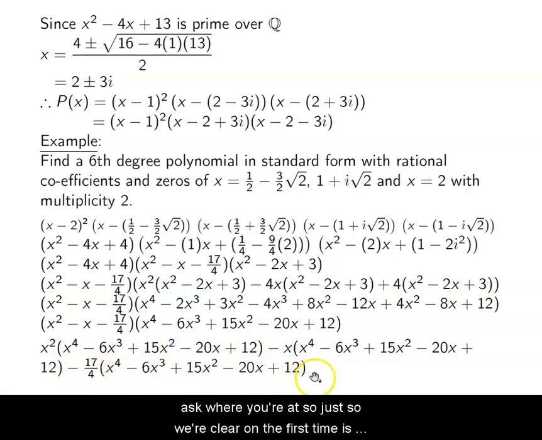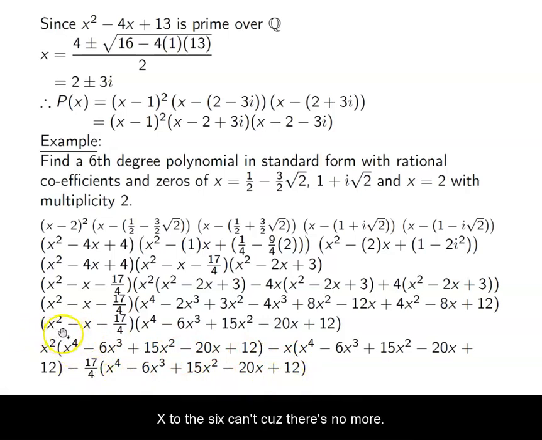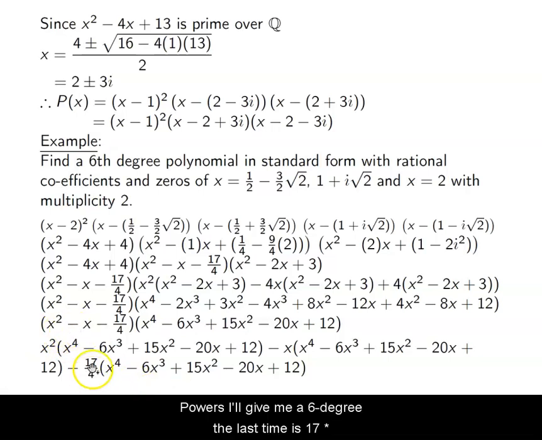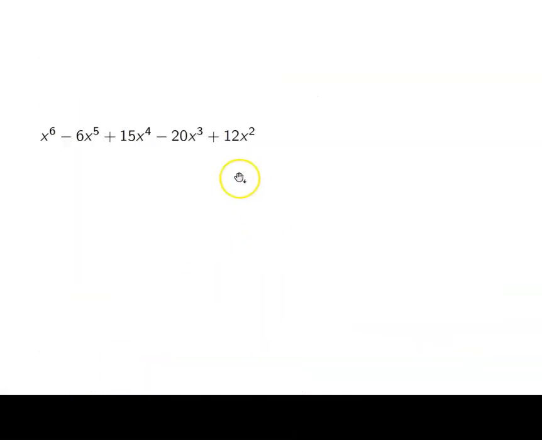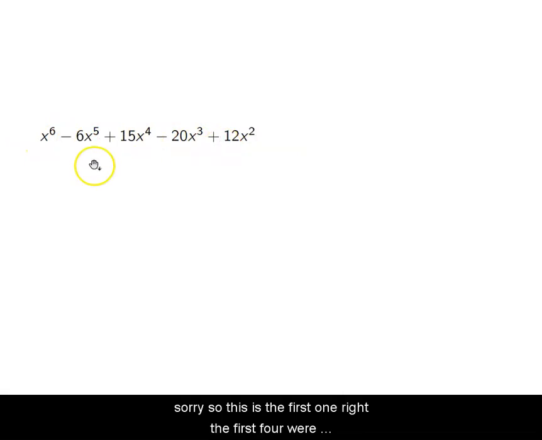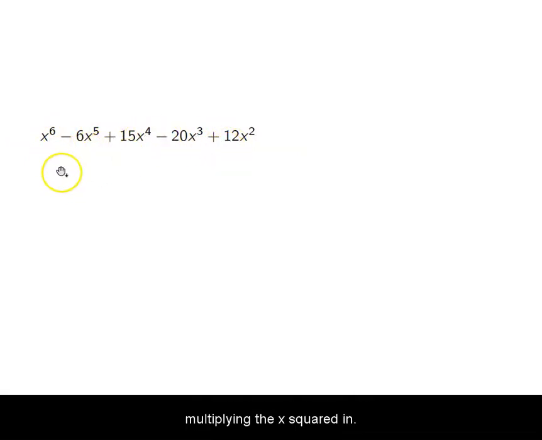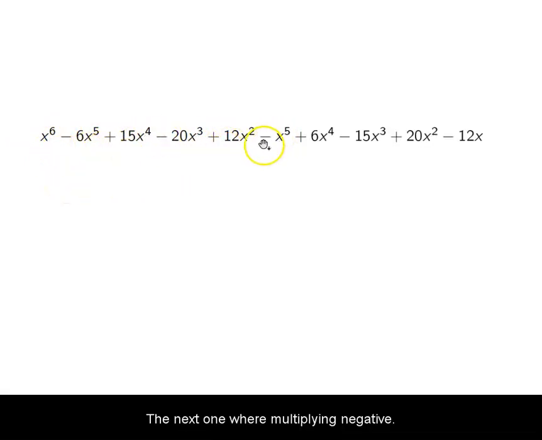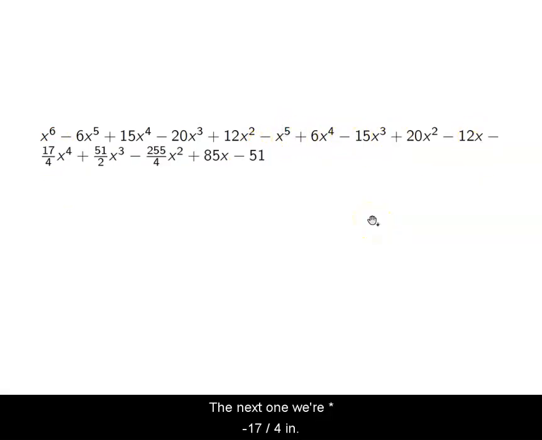So just so that we're clear, the first term is x to the 6th, okay, because there's no more powers that will give me a 6th degree. The last term is 17 times 3, right? 12 over 4 is 3, 3 times 17. Okay. So we have, oh, I guess I did do it one at a time. I'm sorry. So this is the first one, right? The first 4 where I'm multiplying that x squared in. The next one where I'm multiplying negative x in. And the next one where I'm multiplying negative 17 over 4 in, right? So that gives me a 51.